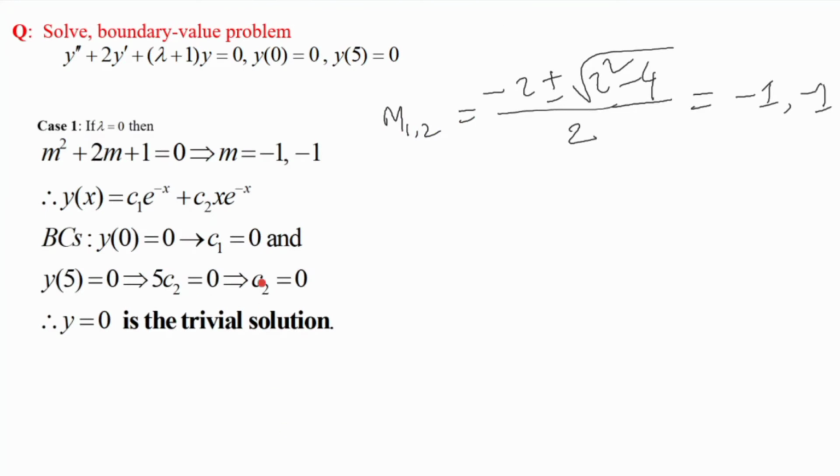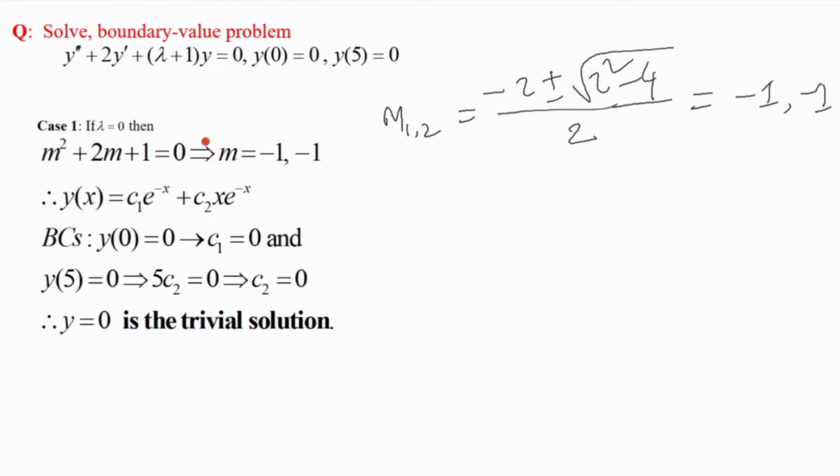Now we consider another example. Say this problem asks to solve the boundary value problem y double prime plus 2y prime plus (lambda plus 1) y equal to 0. Here the boundary conditions are y(0) equal to 0, y(5) equals 0. This problem we can also solve in 3 cases.